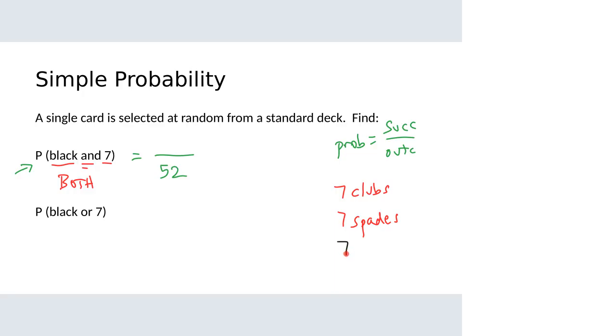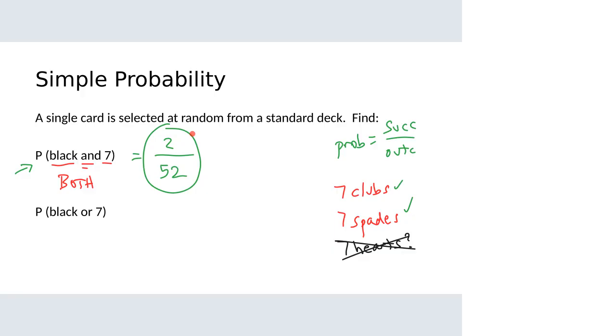Reason I mention that is, well, what about the 7 of hearts? You might be thinking. Well, the problem with the 7 of hearts is, yes, it is a 7, but it's not a black card. So as far as this question goes, it's no good. We have to meet both conditions to be a success. And so 7 of clubs, 7 of spades, that's it. We only have 2 successes out of 52 outcomes. So the probability of getting a card that is black and a 7 is 2 out of 52.